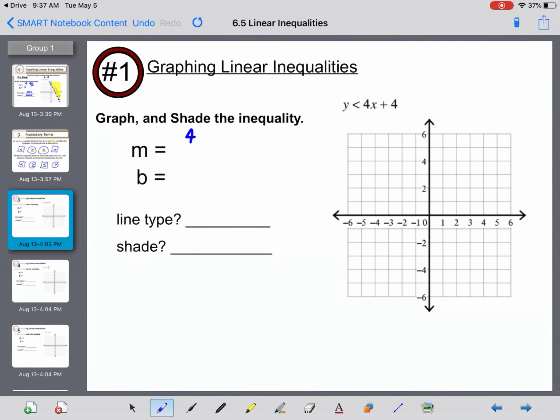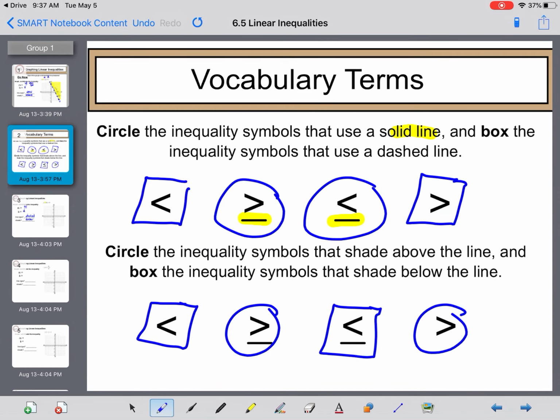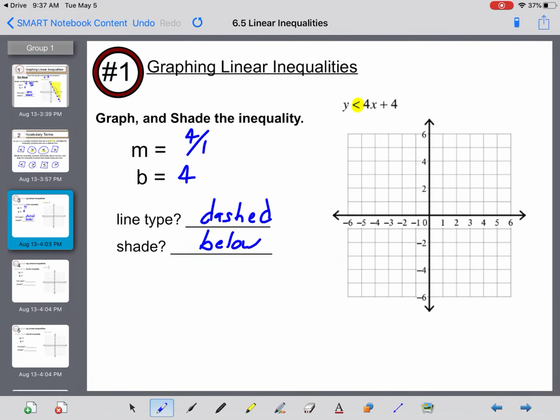Okay. So again, our m is 4 over 1. Our b value is a positive 4. The less than symbol this time means the line type is dashed. And we're going to shade below. If you're unsure, just go back to your vocabulary terms and check the chart. So we're going to start our b value at a positive 4. I'm supposed to go up 4 and to the right 1.